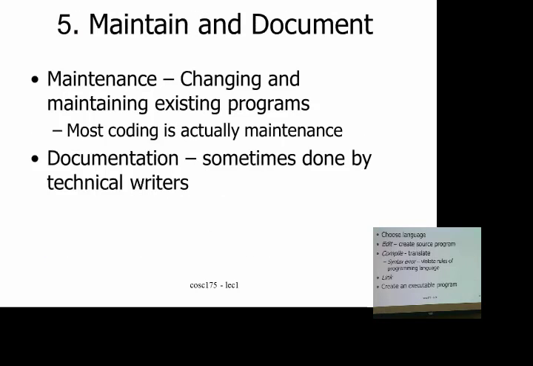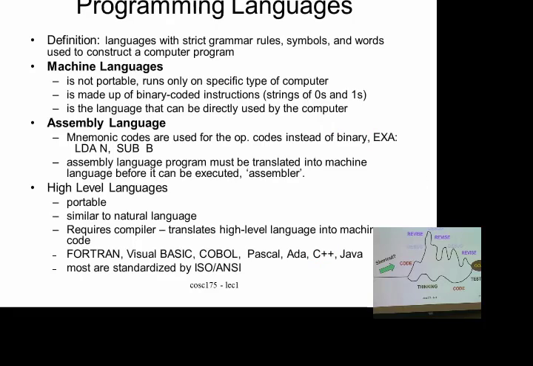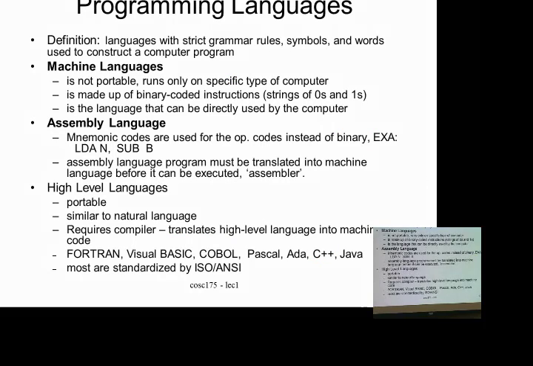People would like to do this, what I call the tempting shortcut: just code. You end up spending a lot of time debugging, revising, and it may take a lot longer than if you actually spend some time thinking. We're going to learn in this class some tools for thinking so that you know how to write code automatically and correctly, okay? Okay.